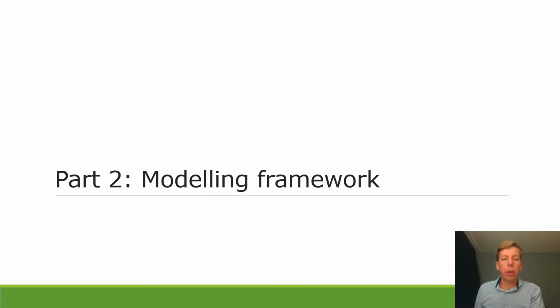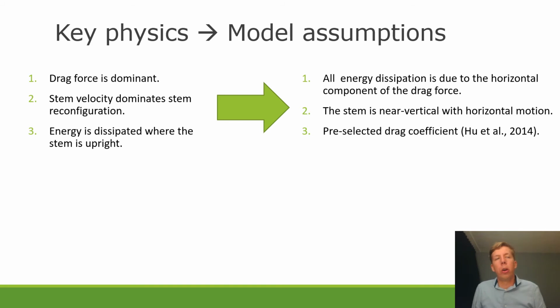Based on that, we built a modeling framework. So the three key physics are turned into modeling assumptions. The first modeling assumption is that all energy dissipation is due to the horizontal component of the drag force. The second assumption is that the stem is near vertical with horizontal motion, even when vegetation is very flexible, and that's justified because we find that the bending effect is much less important than this velocity effect that we really capture with our modeling assumptions, and also that the energy is dissipated where the stem is upright.